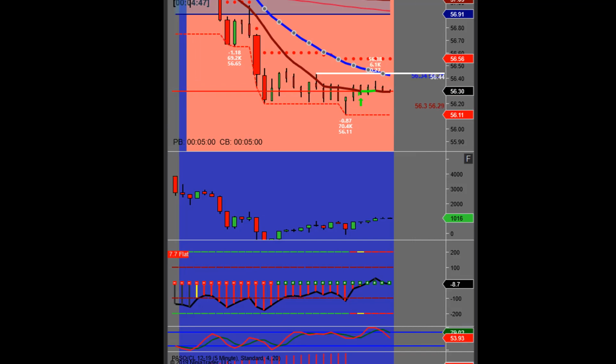It hit 29 and bounced back up. It's good. I moved my stop to break even to 28. Let's see if they push it back up from here. It doesn't look very promising, but we'll see how it goes.